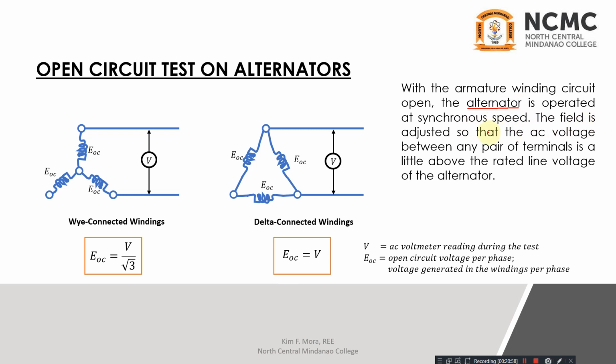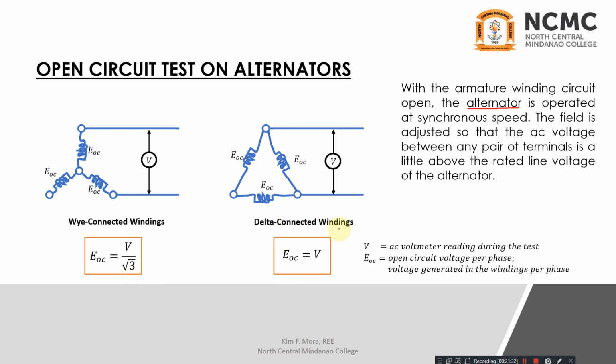The field is adjusted so that the AC voltage between any pair of the terminals is a little above the rated line voltage of the alternator. So in Y-connected windings, the open circuit voltage per phase, EOC, is equal to V, the reading of the voltmeter, divided by square root of 3.